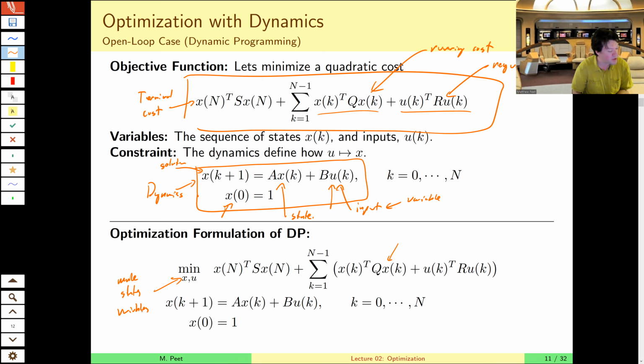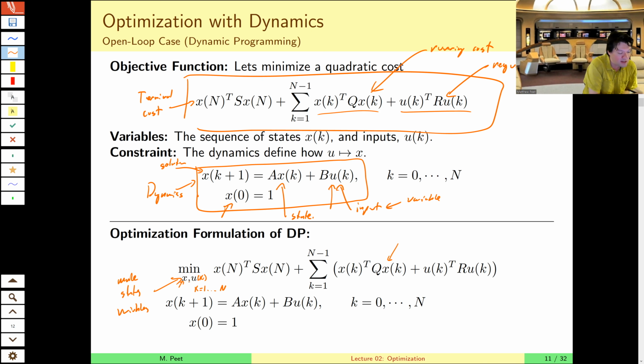Right, so make the states variables. And notice here I put x and u, without the k, to indicate that this is over the entire time span. So u of k for k equals 1 all the way to n. All of those are variables, and all of the states are variables. So that's fairly straightforward.